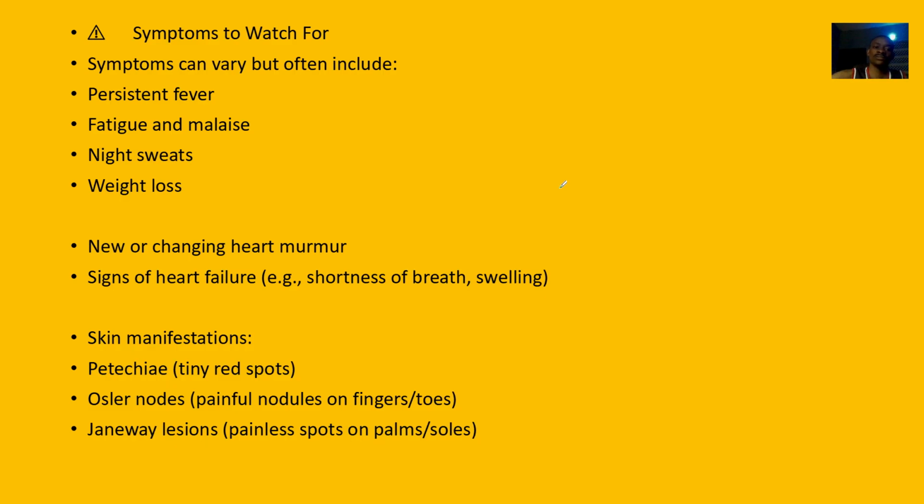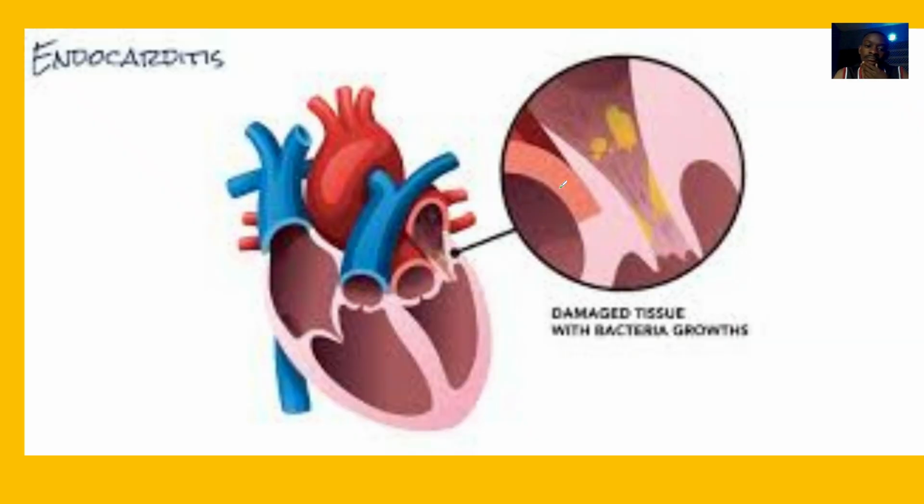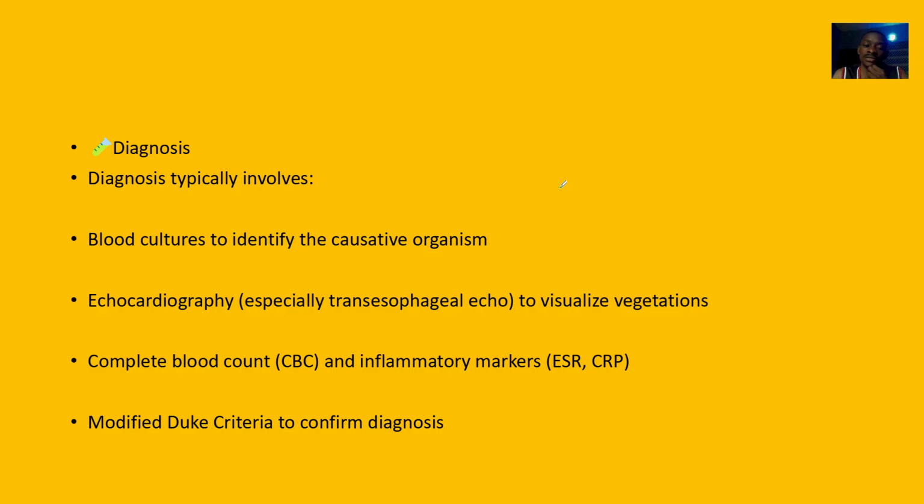So, symptoms to watch out for: persistent fever shows you that there's an infection in the blood. Fatigue and malaise, night sweats, weight loss. Okay, heart murmurs, signs of heart failure. All right, then on the skin they can have petechiae, Osler nodes, Janeway lesions. Okay, endocarditis.